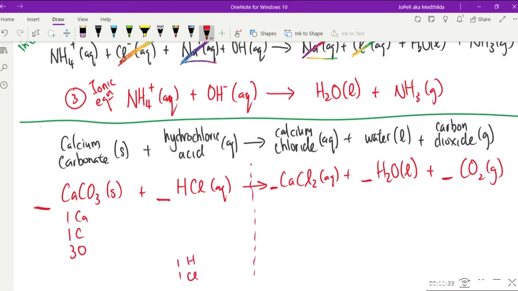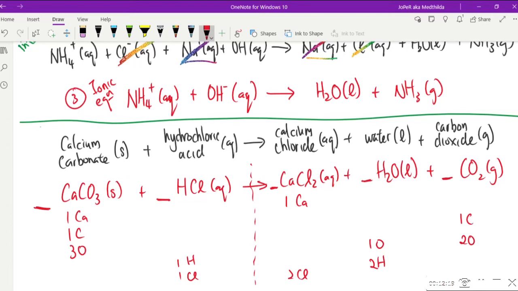Draw a middle line over here. So 1 calcium, 2 chlorine, 2 hydrogens, 1 oxygen, 1 carbon, 2 oxygen. So calcium is balanced, carbon is balanced, oxygen is balanced. The only problem lies with hydrogen and chlorine.